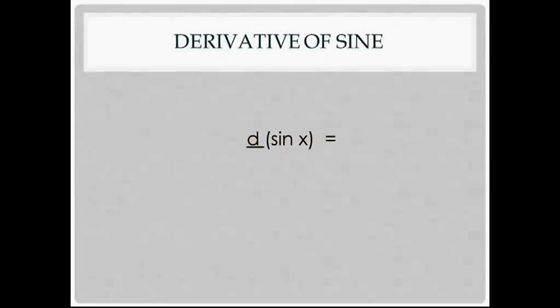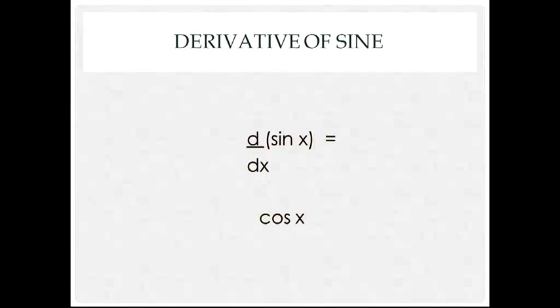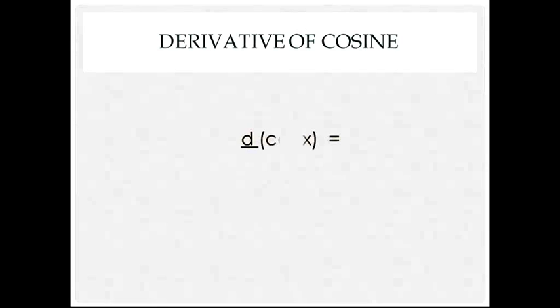So the derivative of the sine of x is the cosine of x. That's pretty easy. What that means is that the function of the slope to the sine is going to turn out to be the cosine. The derivative of the cosine of x is very similar, except it's going to have a negative on it. The derivative of the cosine of x is the negative sine of x.